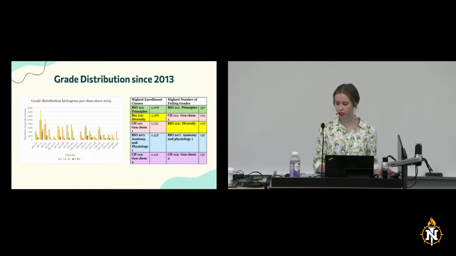This is a distribution histogram of grade count since 2013. Of important note, we can pull from this data the relative number of failing and passing grades from each course and determine where tutoring center need lies. Since 2013, the highest enrollment courses, Bio 111 and 112, respectively, Principles of Biology and Biological Diversity, Chemistry 111 and 112, Gen Chem 1 and 2, and Anatomy and Physiology have enrolled the highest number of students and the highest rate of students of the 14 courses surveyed.